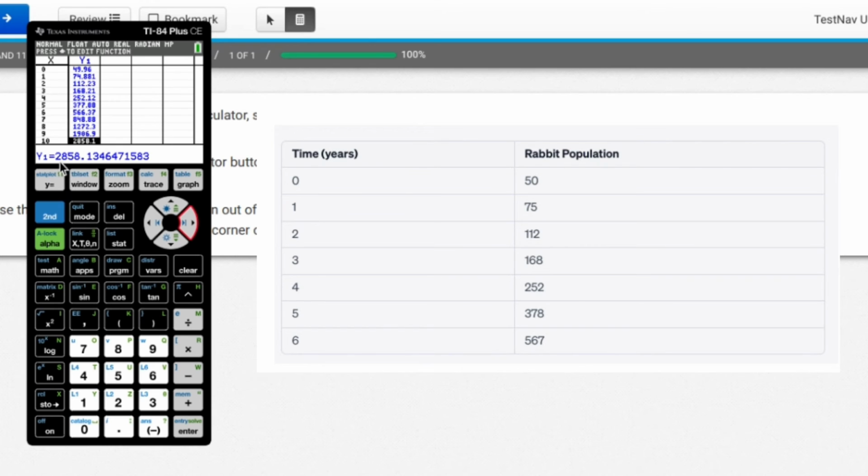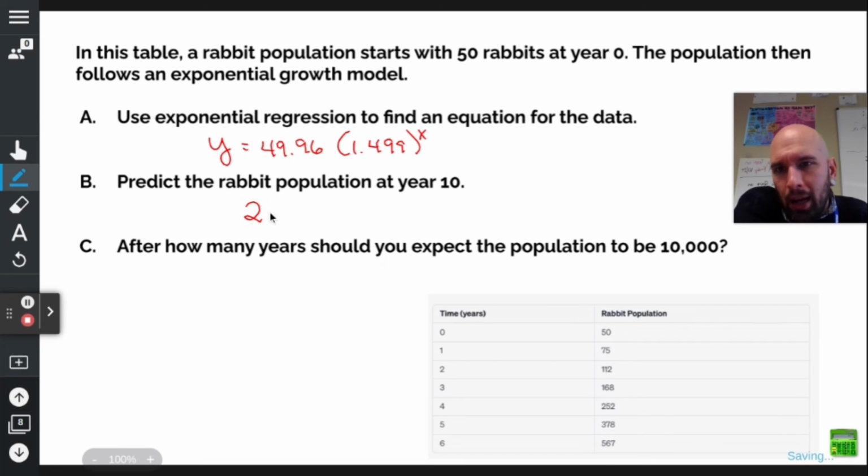I have 2,858.13. You know what? I can't have 0.13 rabbits. That's unethical. So I'm just going to say 2,858 rabbits. 2,858. Wow, rabbits are really fast at populating. I wonder if that's like a thing.